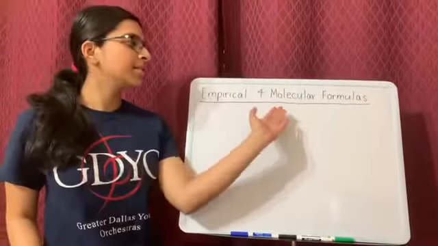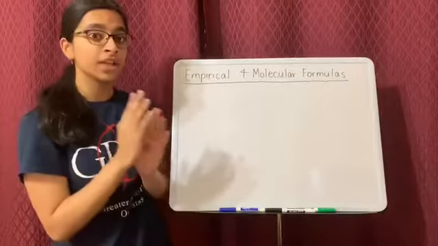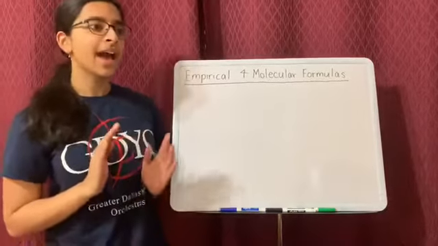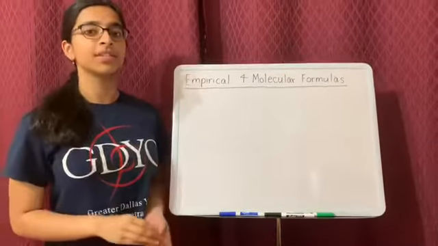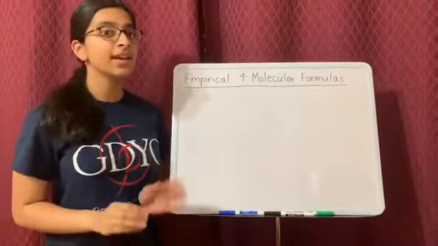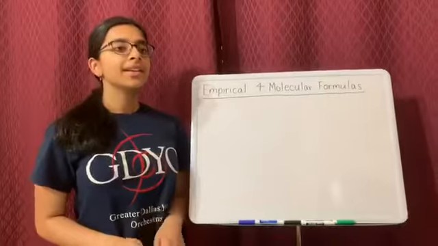So if you had the compounds C4H8, C3H6, and C2H4, these would all have the same empirical formula, CH2, because they all have the same ratio of atoms. But they would have different molecular formulas because the molecular formula is the actual number of atoms. So C4H8 has a ratio of CH2, but it actually has in the molecule 4 carbons and 8 hydrogens. So its molecular formula is C4H8. So that is the difference.